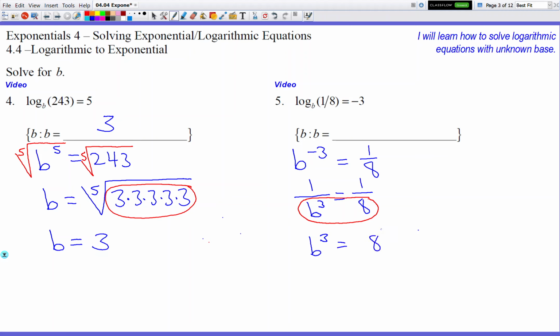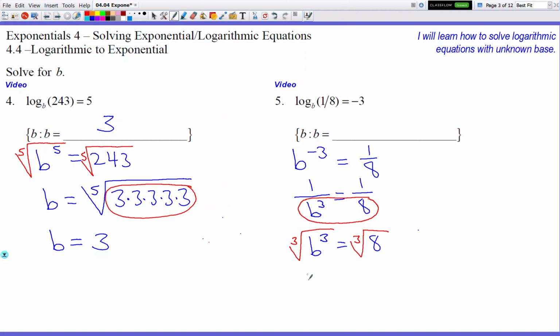And I'm going to solve it just like I did problem 4. I'm going to take the cube root of both sides to get the b by itself. And let's see what I get as my answer. Since it's a cube root, we're going to look for 3 things that match. And if I find them, they're going to get circled. They're going to get pulled on the outside.